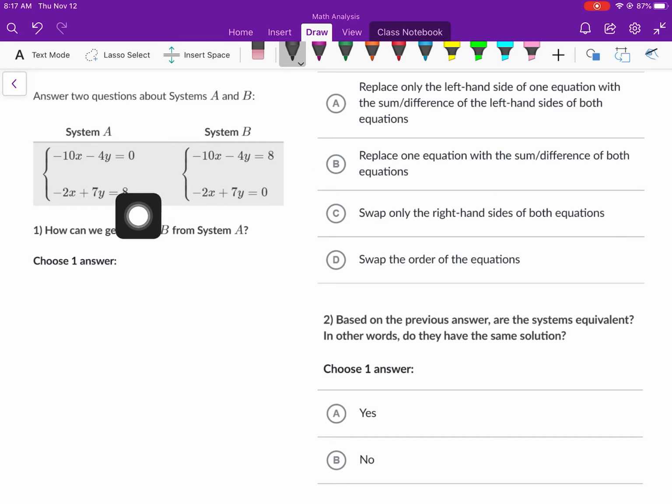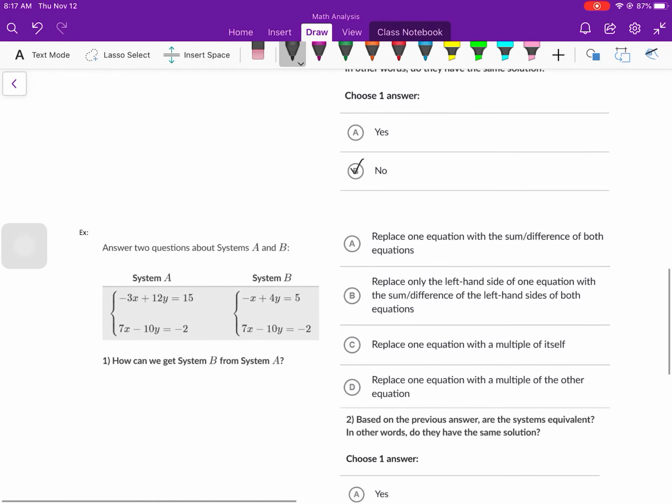So they swapped just the right-hand side. Don't know why they would do that. That makes no sense. So C, they swapped the right-hand side of both equations. And no, that's not going to be the same answer. Can't just do that.